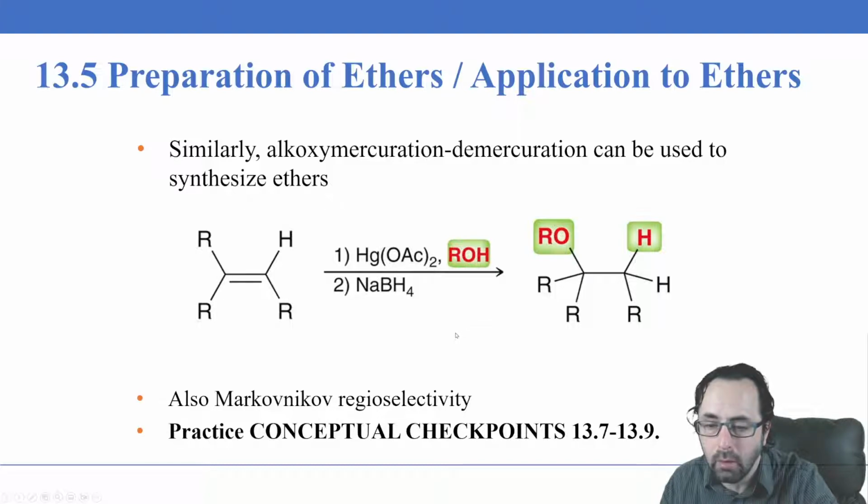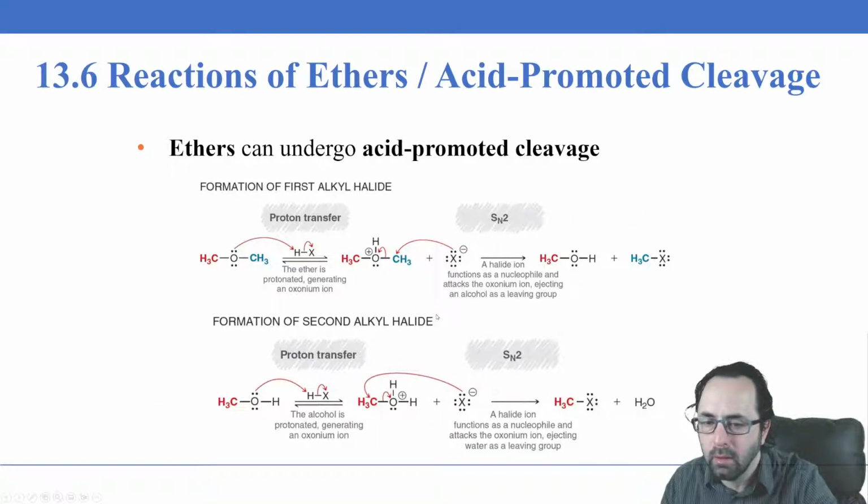This is just a reminder that if you use an alcohol in the oxymercuration-demercuration instead of water, you will add OR here instead of OH, and so this will make an ether. And there's Markovnikov regioselectivity, so note that the OR group goes on the more substituted carbon, hydrogen on the less substituted. So that's another way to make an ether.